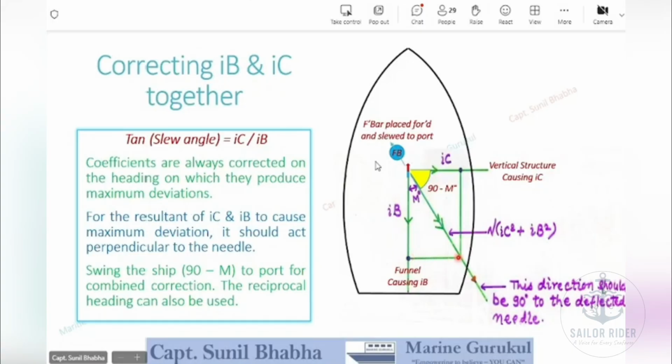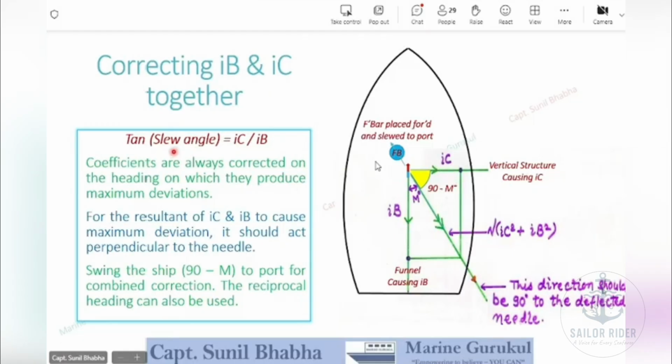Now we know tangent theta is equal to perpendicular upon base. So tangent of this angle M will be equal to the perpendicular. You can see the perpendicular is basically the IC component, and the base is the IB component. So tangent of this angle will be equal to IC upon IB. So you can see the formula here. Tangent of the slew angle is equal to IC upon IB.